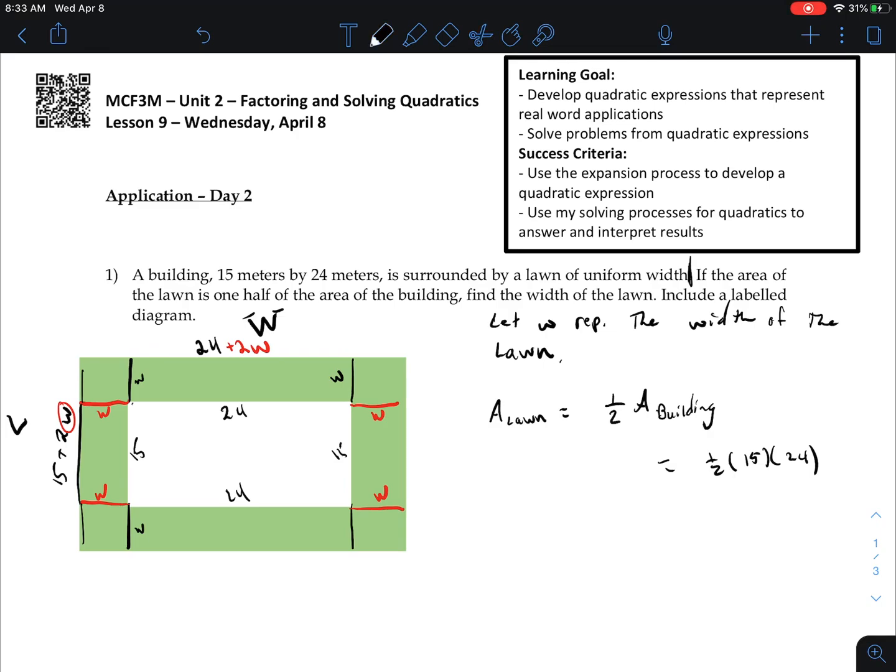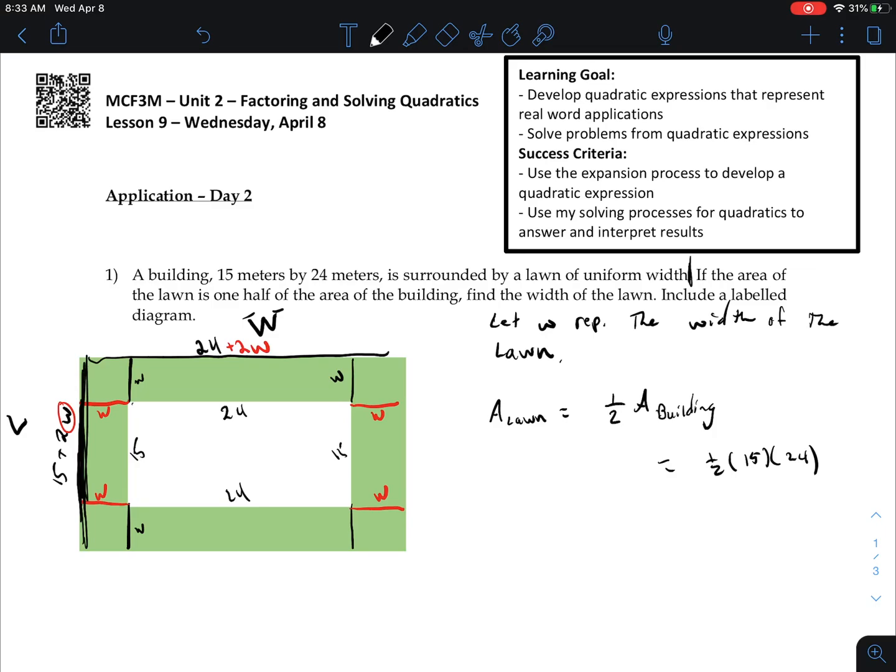Okay. Now on the left side, a little more complicated, right? Our goal is to figure out what the area of the lawn is specifically. If I were to take the dimensions that we found, this side length multiplied by this one, that would be the start of this question. So why don't we do that first?